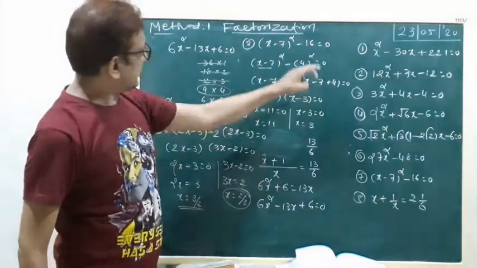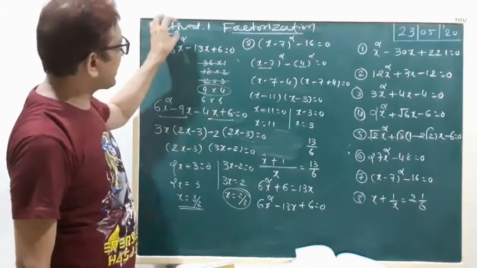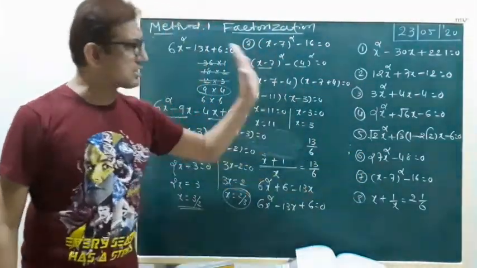Clear? So today in this video lecture, we discussed the quadratic equation chapter, method number 1, the factorization method. A total of 8 sums are completed.